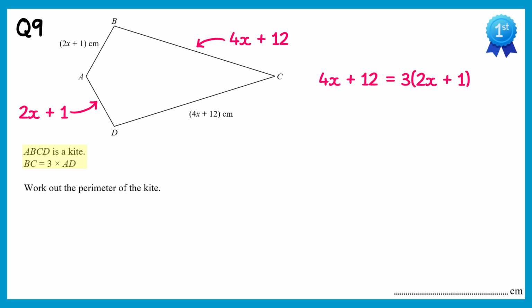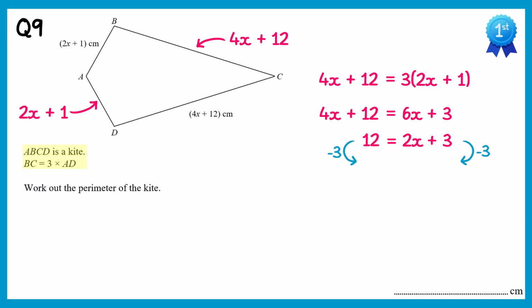To solve this equation, I'll expand the bracket on the right-hand side. So the left-hand side can stay the same, and on the right-hand side I do 3 times 2x, which is 6x, and 3 times 1, which is 3. Now I can subtract 4x from both sides. On the left-hand side, this will cancel the 4x, so I've just got 12. And on the right-hand side, 6x take 4x is 2x, so I have 2x plus 3.